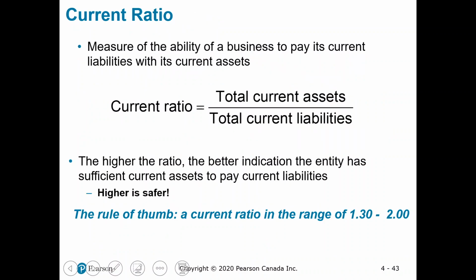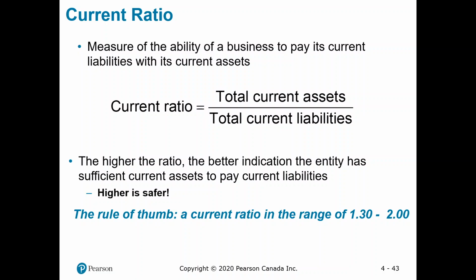Okay, so the current ratio. It is a measure of the ability of a business to pay its current liabilities with its current assets. So as these debts become due in this next year, in 12 months, will the company have enough current assets to pay them off or to settle them?